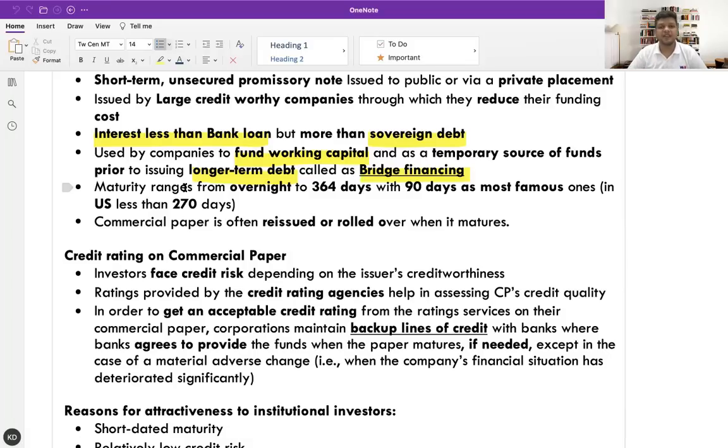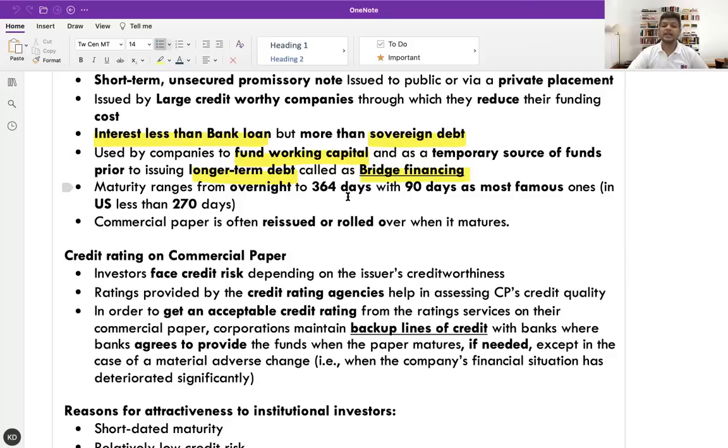Got it? What is bridge financing? Bridge financing is that short-term financing you need right now before you get the large financing. Is that clear, everyone? Yes. In many cases, this is also called mezzanine financing, which is like before you prepare for the IPO, you may require funds to make your company compatible to the IPO.